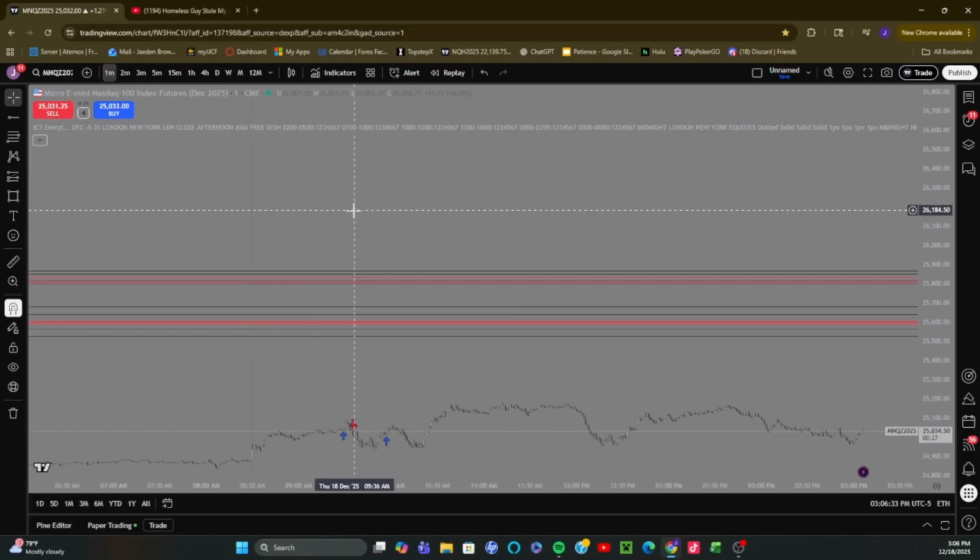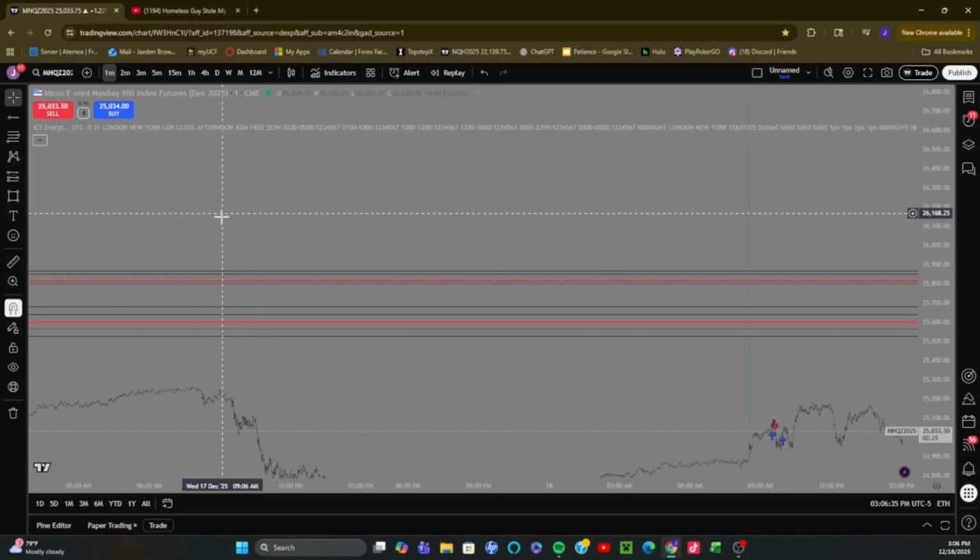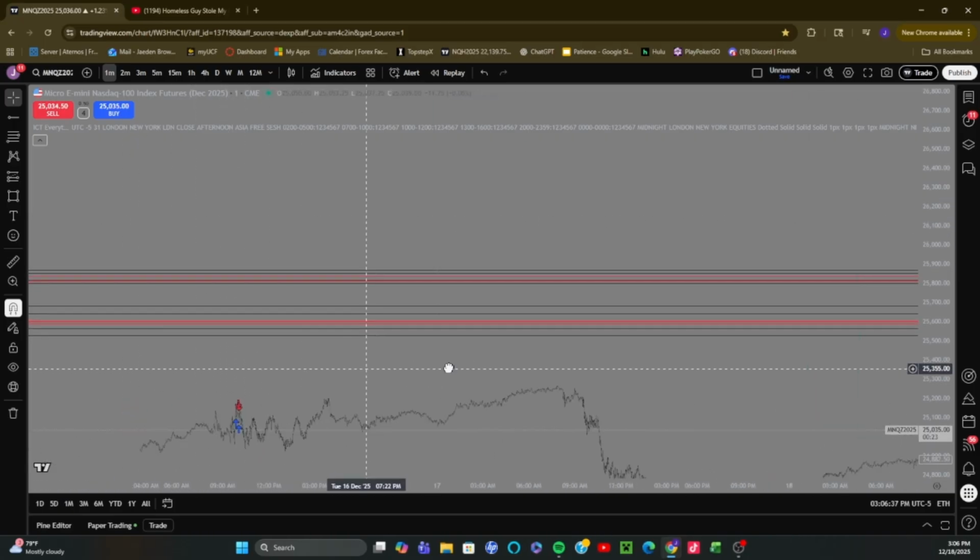Oh my gosh, my calf is like cramping and my leg just fell asleep. I don't know why.